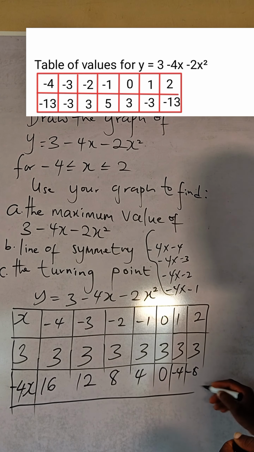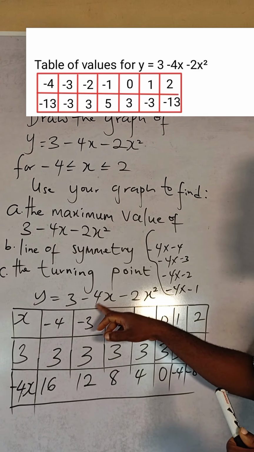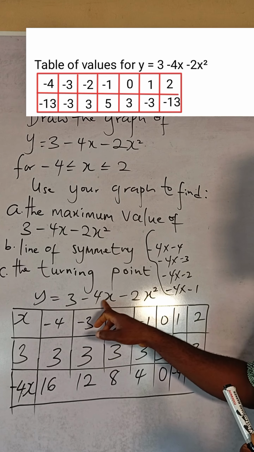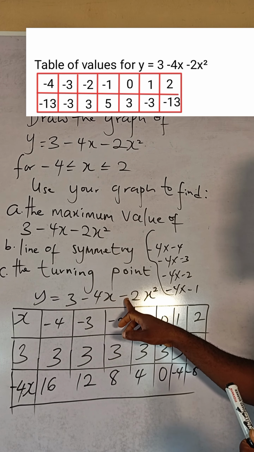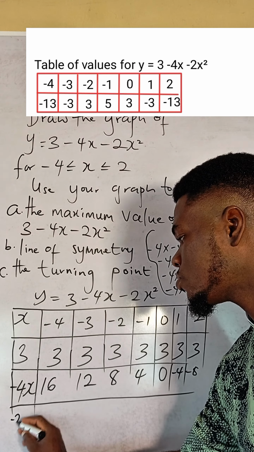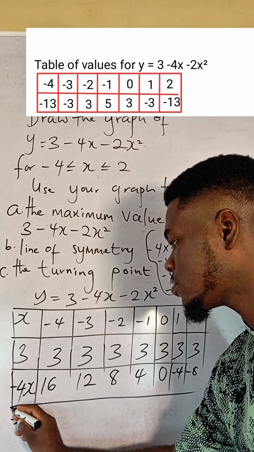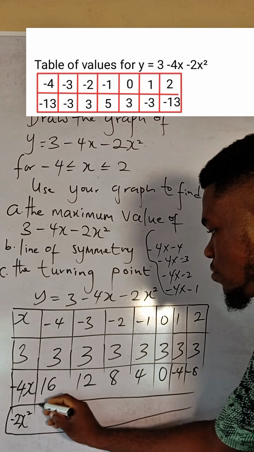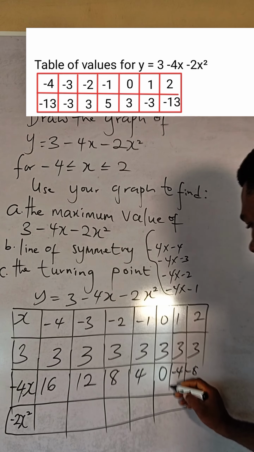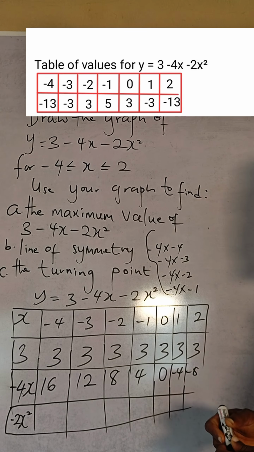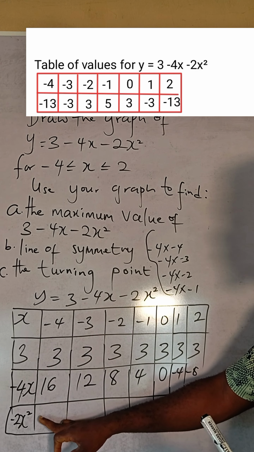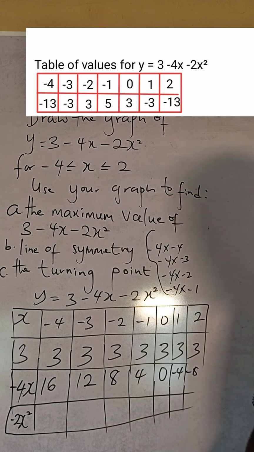Okay, we have gotten the values for the -4x column. Now, what is left is -2x squared. This simply means that the value of x is going to be squared, then you multiply it by -2.